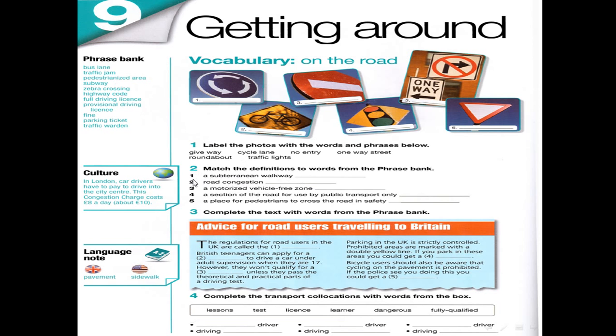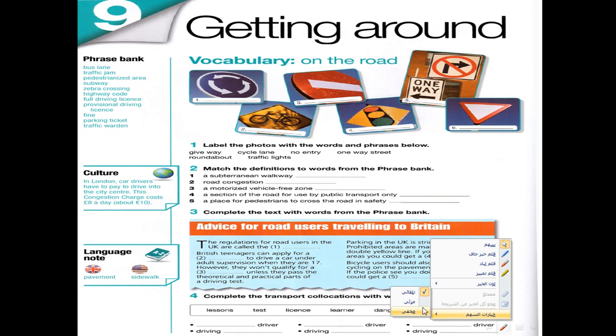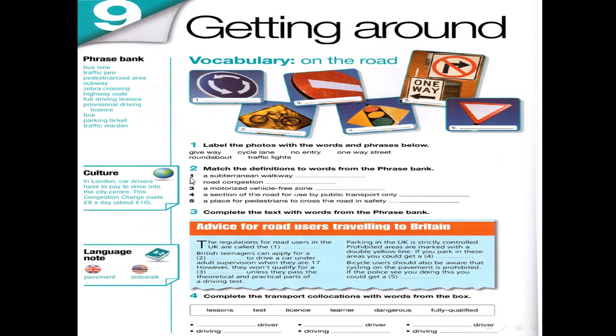Now, number 1. Let me read for you. Or before I read, let me adjust this. Yes. This one here. Let me read. Number 1. A subterranean walkway. Subterranean means, what we say, under earth, right? We call that subway.